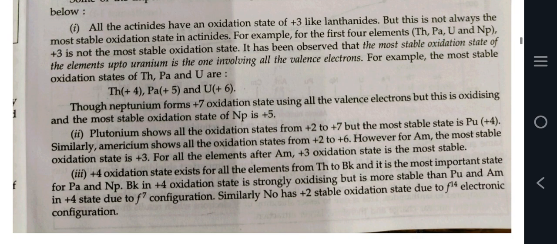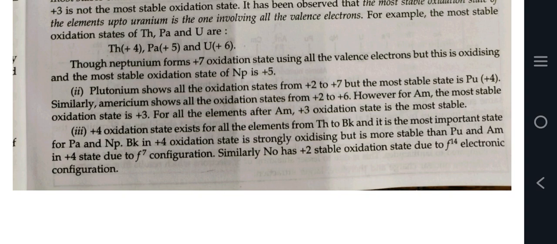Though neptunium forms a +7 oxidation state using all the valence electrons, the most stable oxidation state of neptunium is +5. Second, plutonium shows all the oxidation states from +2 to +7, but the most stable state of plutonium is +4. Similarly, americium shows all the oxidation states from +2 to +6. However, for americium the most stable oxidation state is +3. For all elements after Am, the +3 oxidation state is the most stable.